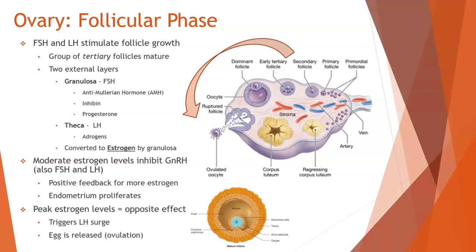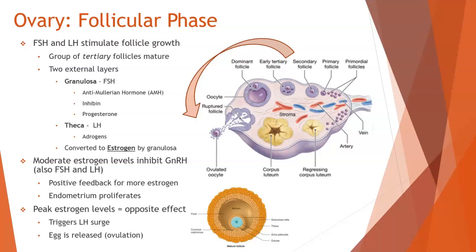Luteinizing hormone, on the other hand, acts on thecal cells, causing them to grow and divide. They also produce androgens, which diffuse into neighboring granulosa and are modified into estrogen by the enzyme aromatase.